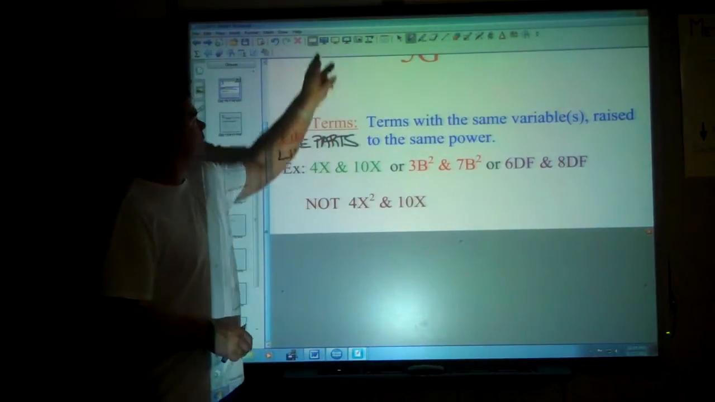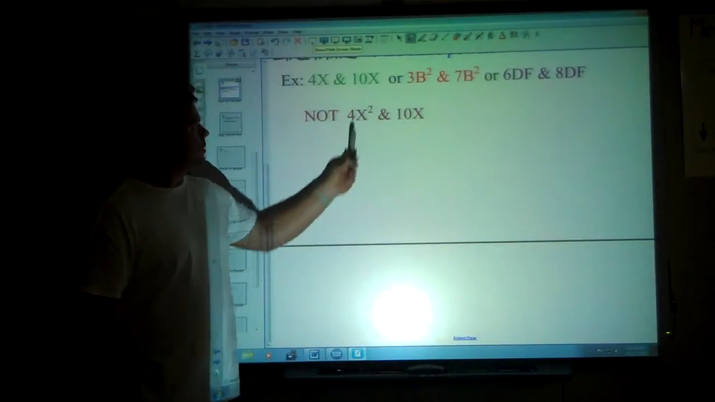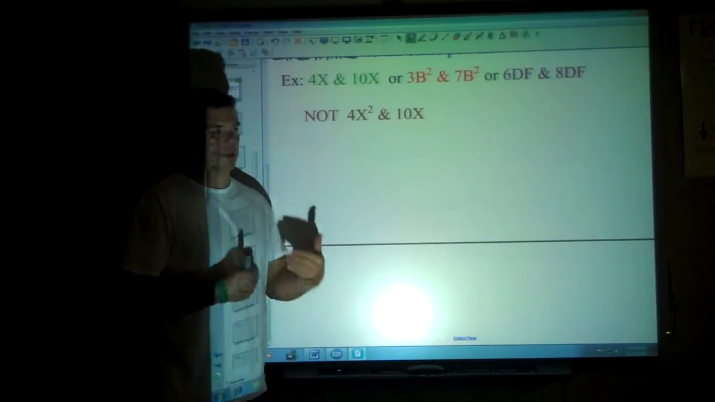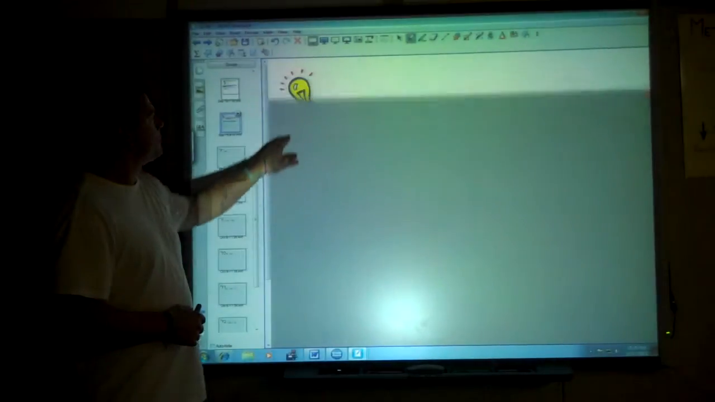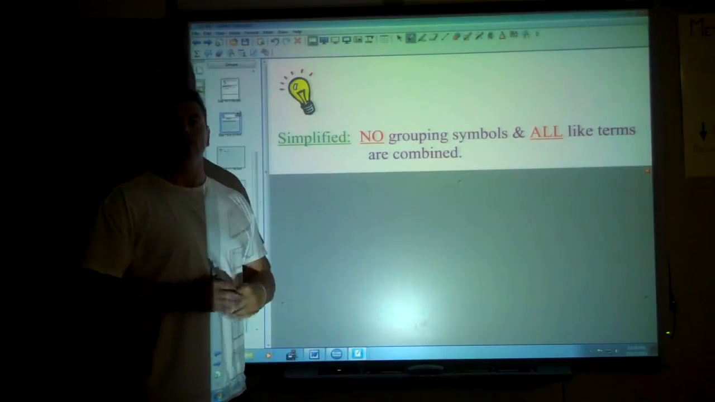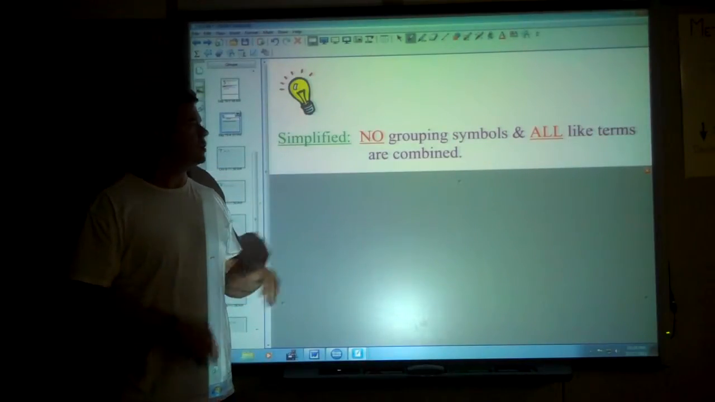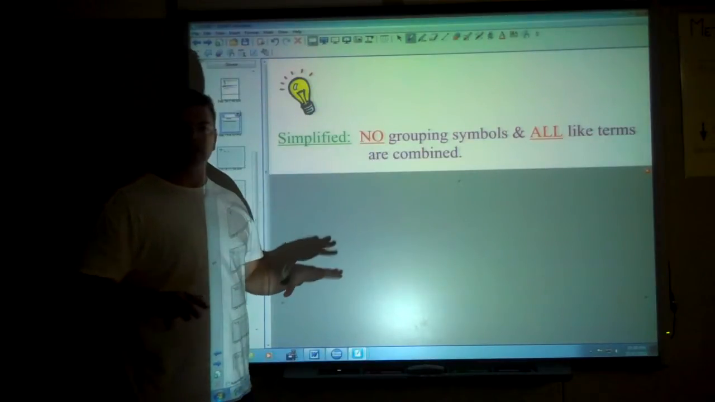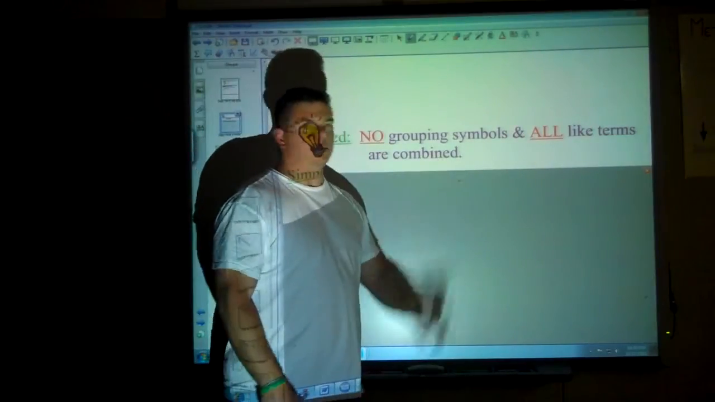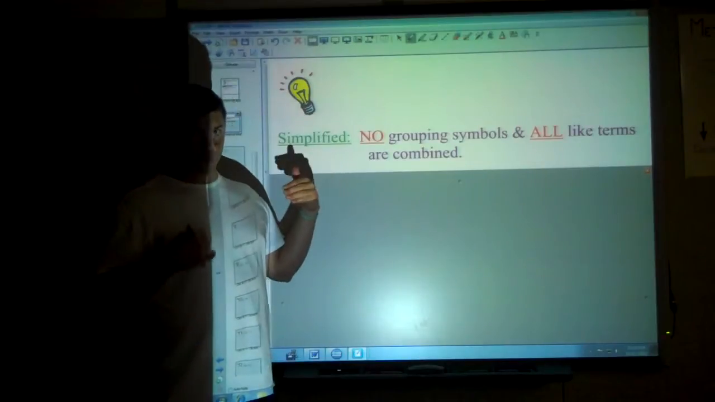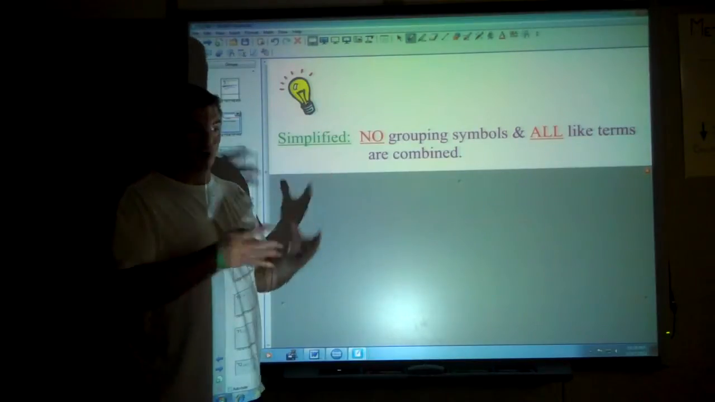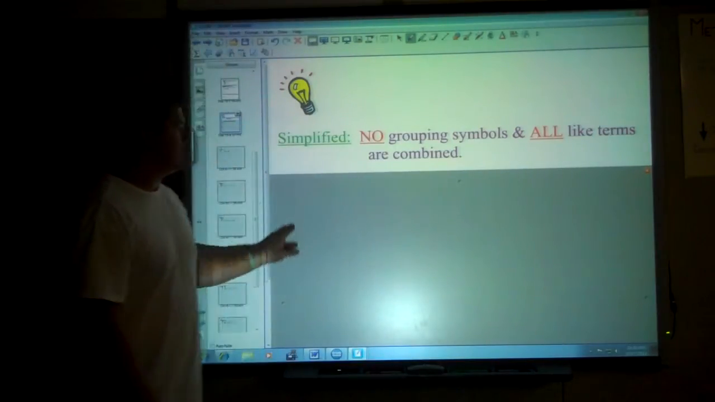This would be an example that's not like parts, not like terms. And you'll notice they both have x's, but this x is squared and this x is not. So that means they're not like parts. They would not be considered like terms. Now, in order for something to be considered simplified, and from here on out we'll be looking to simplify equations and simplify expressions, there can't be any grouping symbols, no brackets, no parentheses, nothing, and all the like terms have to be combined. Now, unfortunately, sometimes people go too far, and they simplify and they add like parts that truly aren't like parts. They add terms that are not like parts. So you have to be careful of that.